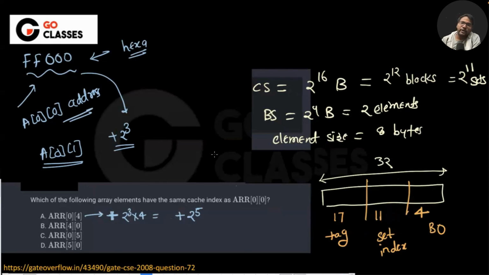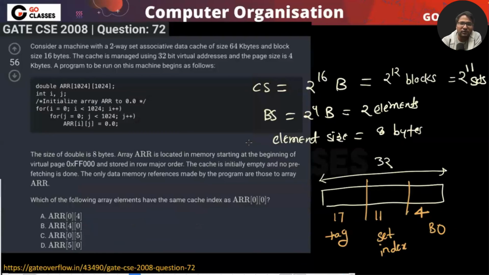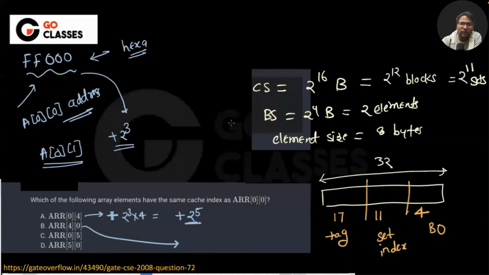You are changing, right? So that's why this is not the answer. If you add plus 2 power 5, that's not the answer. What about this 40? Okay. Now, this array is basically, dimension is how much? Okay, 2 power 10 into 2 power 10.